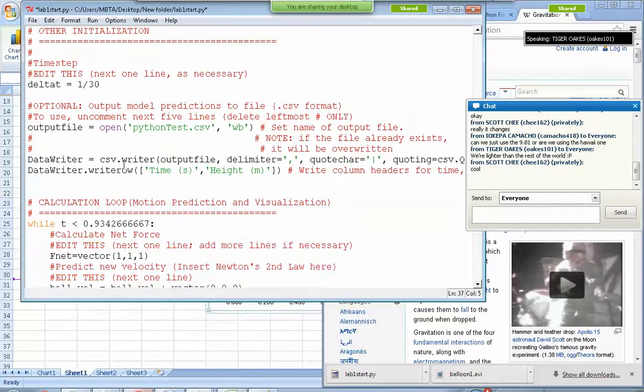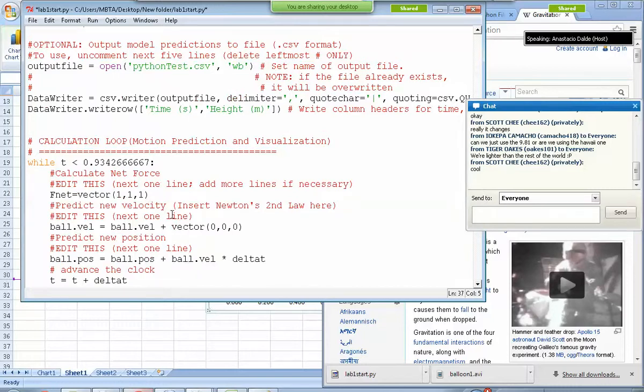Okay. All right. And then what I'm going to do is I'm going to use the force to change my velocity. So it's saying my final velocity is equal to my initial velocity times something.